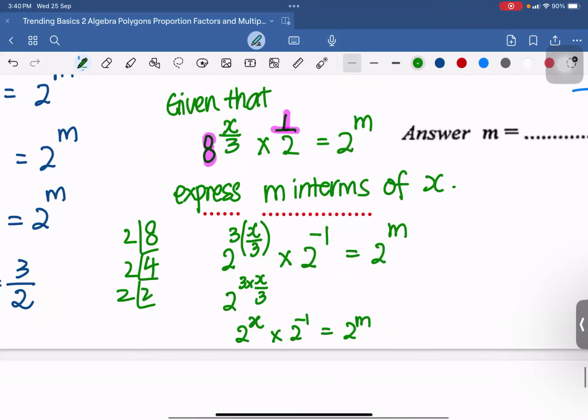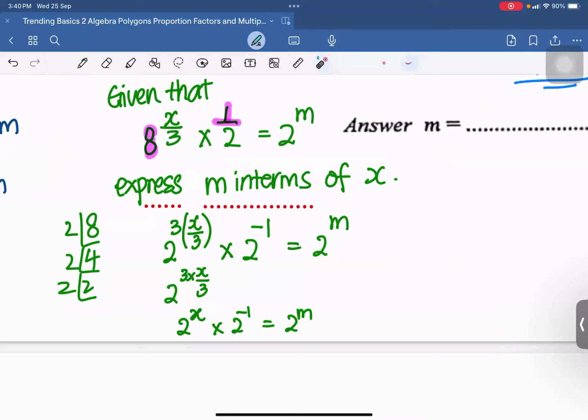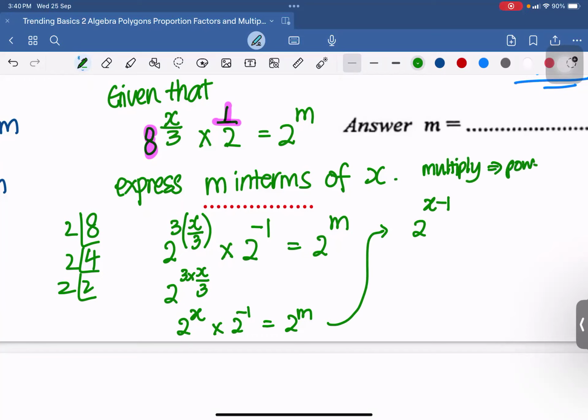Now, what happens when I have multiplication? What happened to the power? Plus. Add them together. So it becomes 2 to the power of x plus negative 1. When you multiply, the powers add up. Then this one is 2 to the power m. Last but not least, express m in terms of x. So what is m equal to? x minus 1. Yes. Answer.